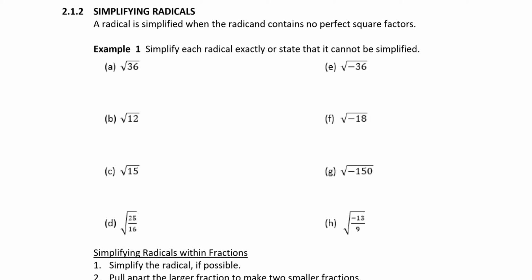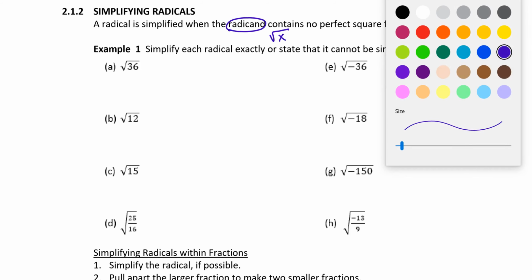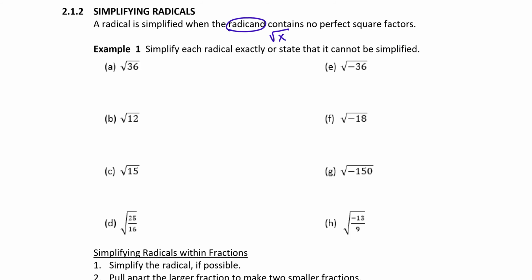Section 2.1.2, Simplifying Radicals. One place that we are sure to run into complex numbers is when we simplify radicals. A radical is simplified when the radicand contains no perfect square factors. Now, just a reminder about the vocabulary here. The radicand is the number under the radical sign. So the square root sign is what we're calling the radical sign, and what's under the radical is the radicand.